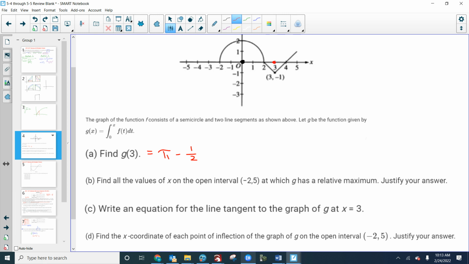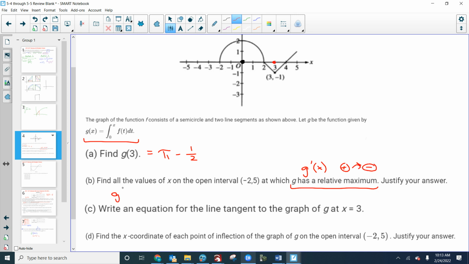All right. Find all values of x on the open interval at which g has a relative max. Okay, so you should really be thinking in calculus terms here. Sometimes we want to jump in with words and say the g function is going up and then it's going down. Just break it down using the fundamental theorem. If I want to look for where g has a max, that's where g prime changes from positive to negative.